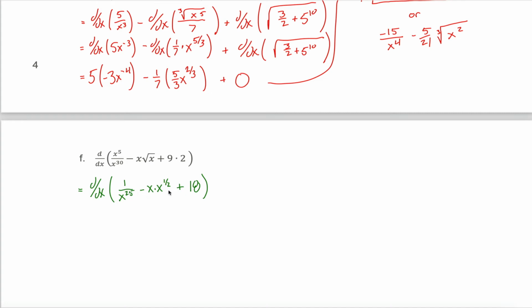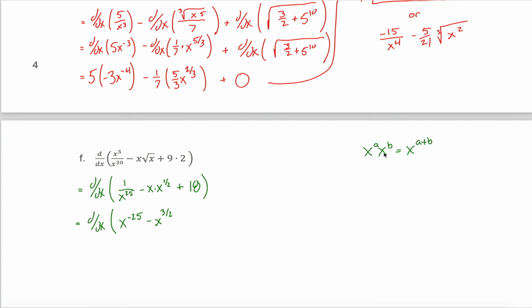You're like, all right, cool, now I can use the rules that you've taught me to figure out this derivative. No, this still is not in a form conducive to our rules. To take the derivative of 1 over x to the 25th power, you want to rewrite that as x to the negative 25th power. To take the derivative of x times x to the 1/2, you want to rewrite that as x to the 3/2 power, because maybe at some point you learn the rule that when you're multiplying together 2 different exponents with the same base, what you do is you add up those exponents.